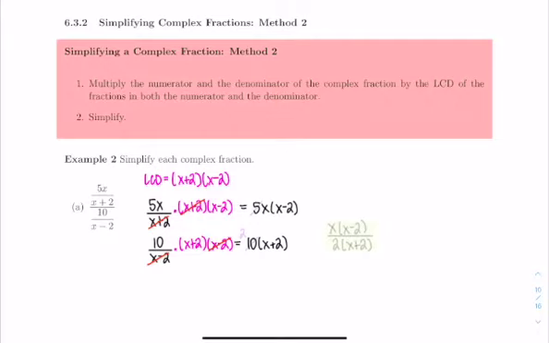So what else can we simplify? Well, we have a 5 on the top and a 10 on the bottom. So 5 goes into 10 2 times. So we end up with an x times x minus 2 on the top. And on the bottom, we have 2 times x plus 2.